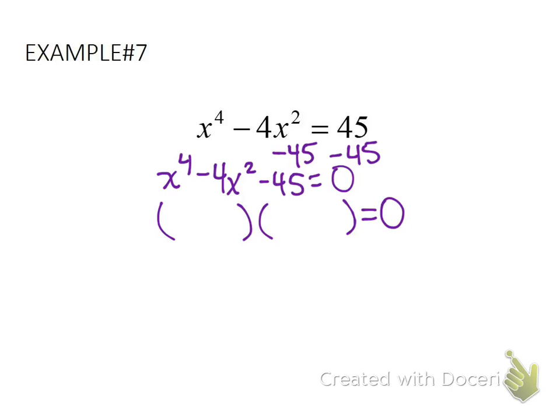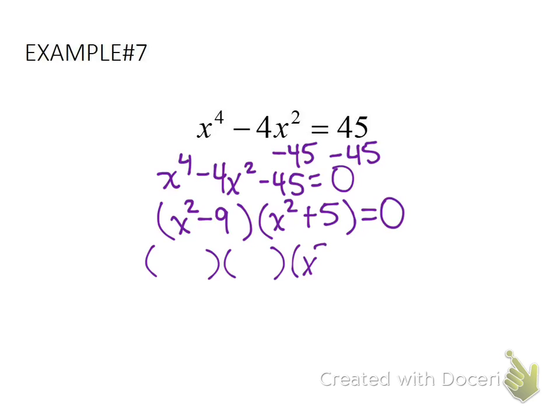Can somebody new help me factor? Devin? X squared minus 9, x squared plus 5. I like it. Are we done factoring? No. We have the difference of 2 squares. All right, so we need to factor the difference of 2 squares. That would be the x squared minus 9.